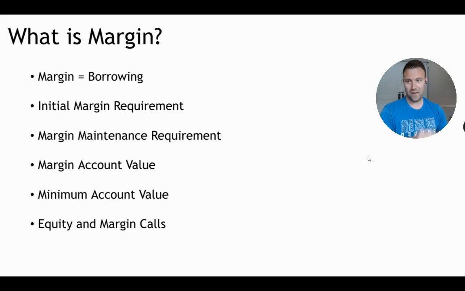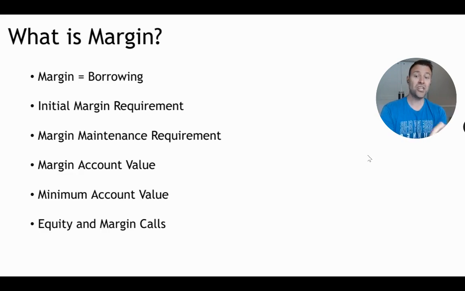So with that, what is margin? So basically, margin is borrowing. You can think of it as debt. I mean, that's as simple as it really gets. And I'm going to get into some of these terms to describe what they are, show you examples of how they work. And those include initial margin requirement. So that is the amount that you have to actually have in the account before you can buy stocks on margin or borrow against those stocks.